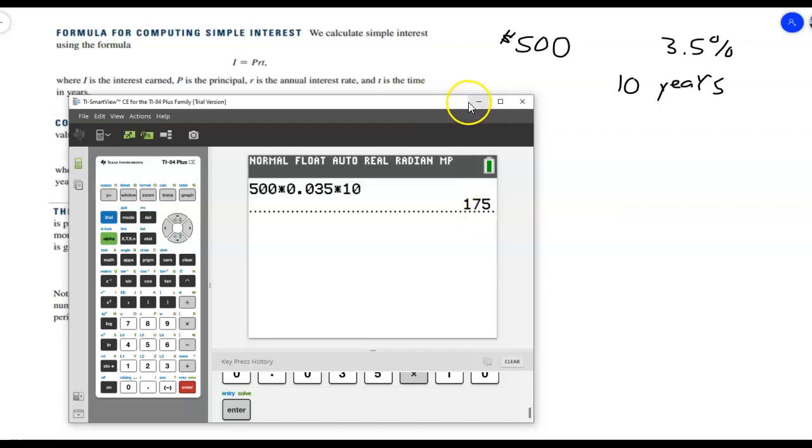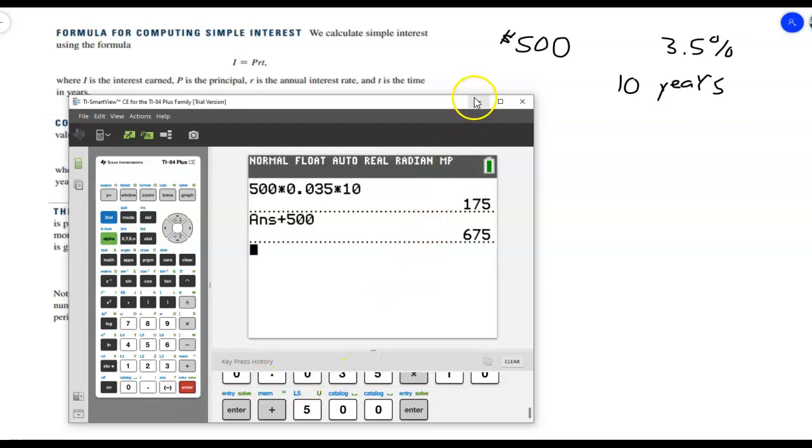Now if you say, how much are we going to have in total? Well, you just add those together. You add the amount that you deposited and the interest that you made, and you get $675 total, because we add that 500.